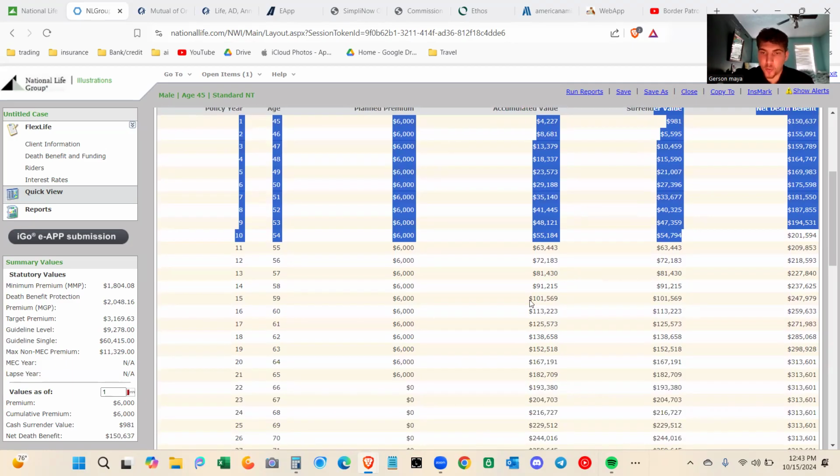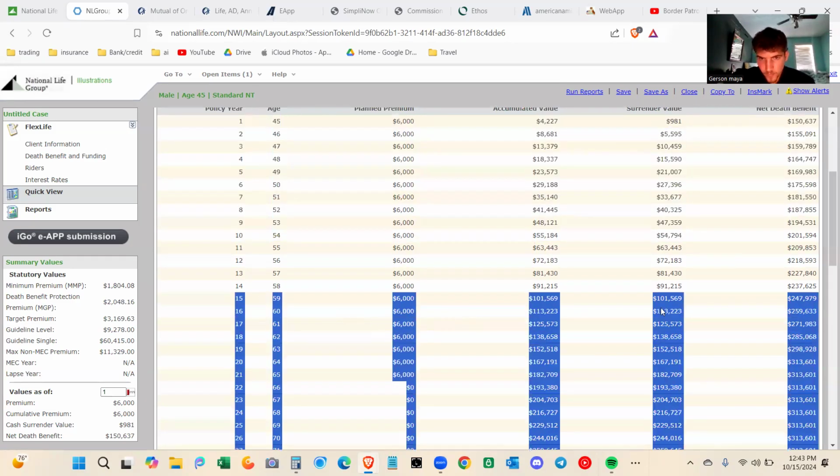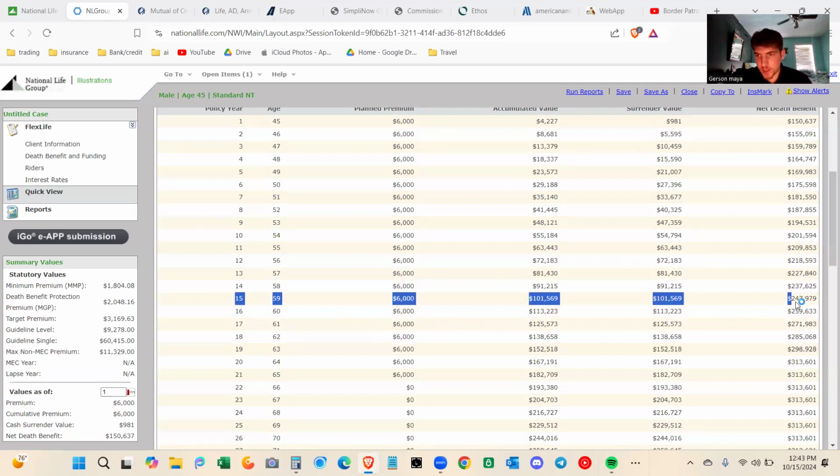So if you take a loan out for let's say year 15 right here, let's highlight it. You took a loan out for let's say $40,000, right? Your accumulated value wouldn't change. It still grows at that 101,000. But this would turn to $61,000, the surrender value. You only have 61,000 remaining surrender, right? So that's the difference between surrender and accumulated value. And in the first 10 years, there's a difference between the surrender and the accumulated to protect them from overloaning the policy.